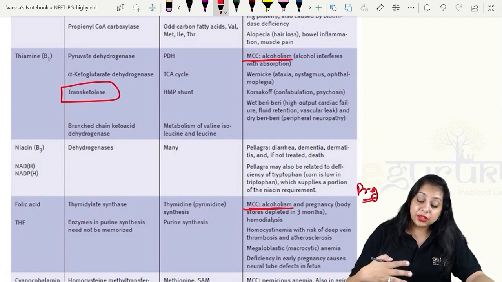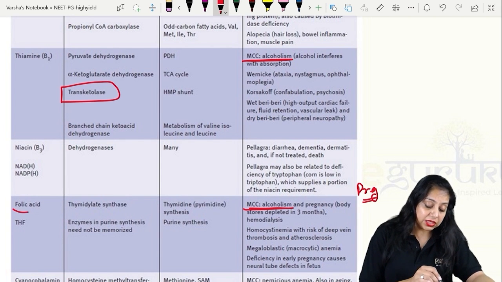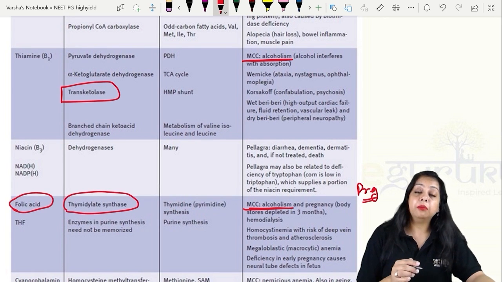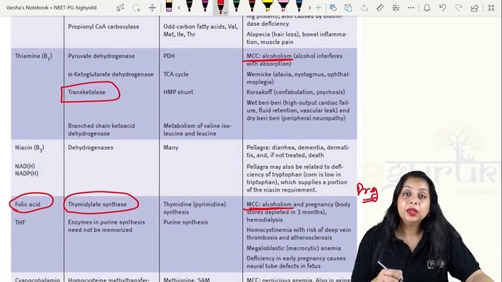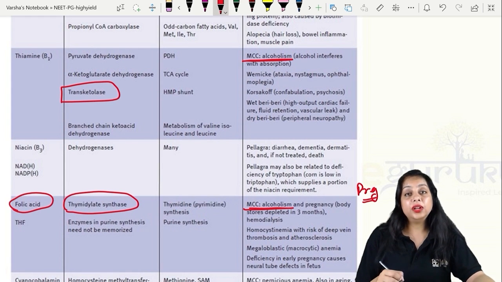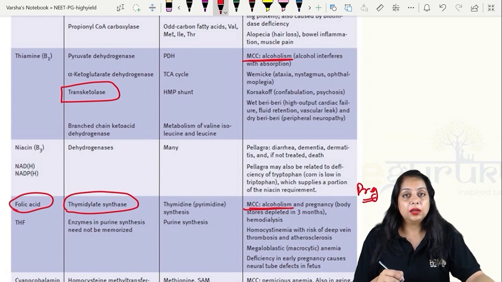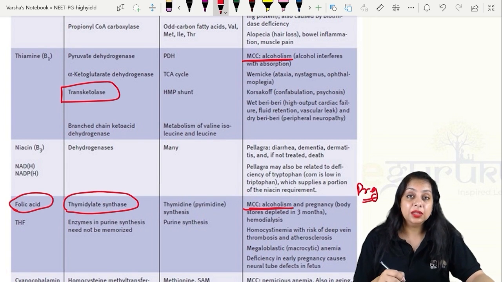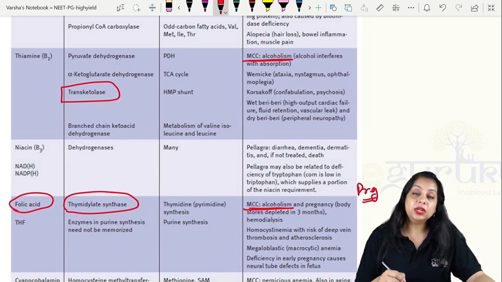Pregnant lady with the alcoholic issues, we are looking for something that is folic acid, right? Folic acid is required majorly by the thymidylate synthase enzyme, right? During the synthesis of the deoxynucleotide, the deoxynucleotide which contains thymine, right?